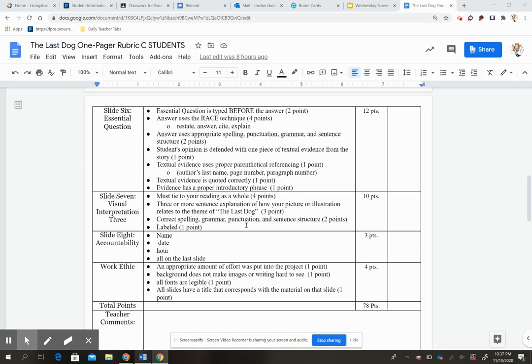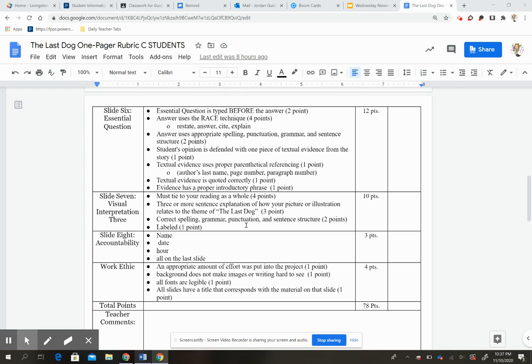So you're going to find a picture on the internet that you feel relates to the story The Last Dog and makes us better understand what's going on. Remember, they're in a dome in a desolate society, which they think is uninhabitable. So any of that would work.